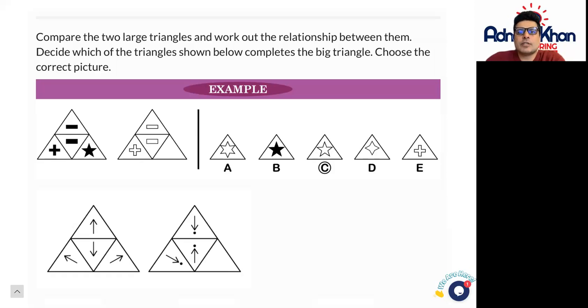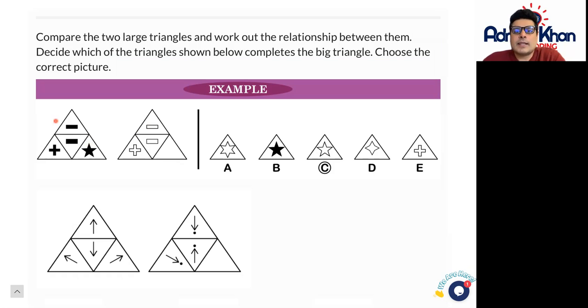Let's read this question together. Compare the two large triangles and work out the relationship between them. Then decide which of the triangles shown below completes the big triangle and then choose the correct picture. So what we're doing first of all is we're trying to work out the relationship between these two triangles here. So let's work this out.